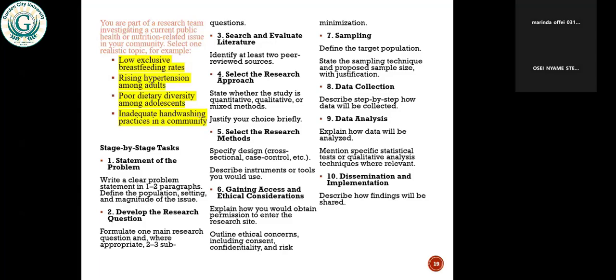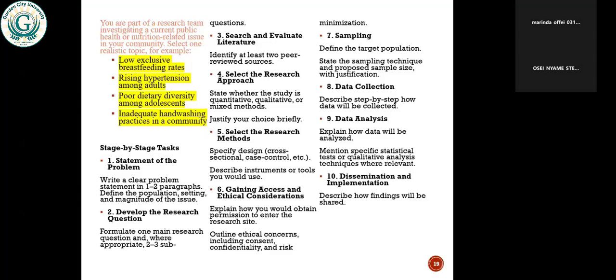But yes, the research questions. You see the second point, develop research question. So that one, you formulate one main research question where appropriate. Let's say I have a question linking to my problem. Let's say, what are the factors contributing to inadequate access to clean water and sanitation facilities? That one is okay.